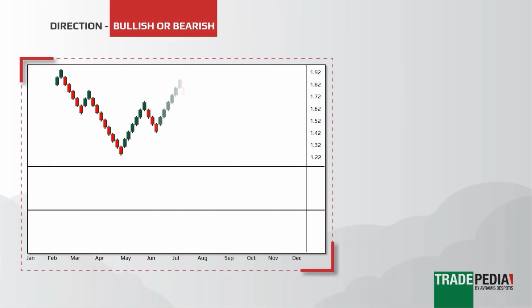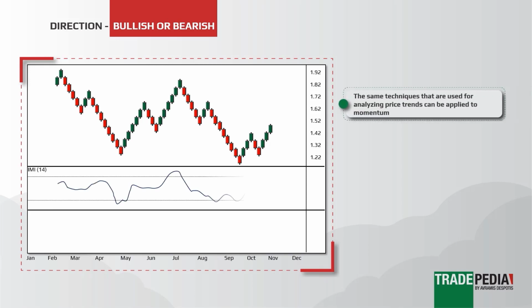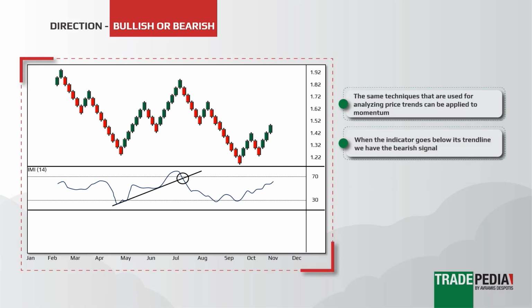Let's look at the direction of the oscillator. Similar to prices, momentum moves in trends. The same techniques that are used for analyzing price trends can be applied to momentum. When the indicator goes below its trend line, we have a bearish signal. When the indicator goes above its trend line, we have a bullish signal.